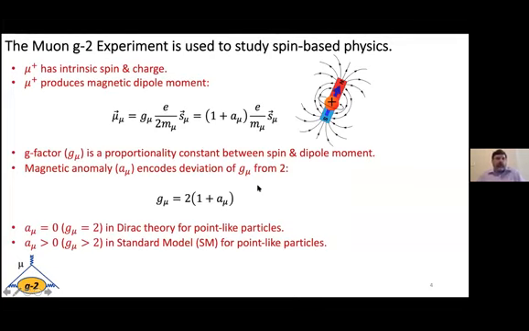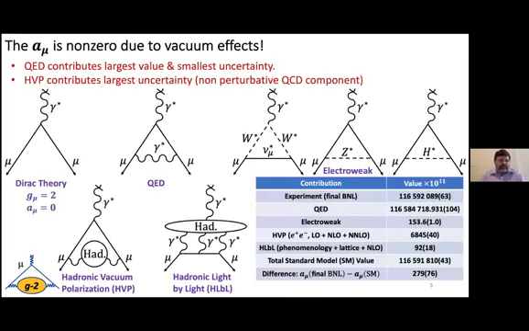So in Dirac theory, A is exactly 0 and G is exactly 2. But in the standard model, A is greater than 0, and so G is greater than 2. And the reason that A is non-zero is basically due to vacuum effects. So the leading order Feynman diagram here, showing the muon interacting with an external magnetic field, corresponds to the Dirac theory, but then you have QED corrections, electroweak corrections, and hadronic corrections.